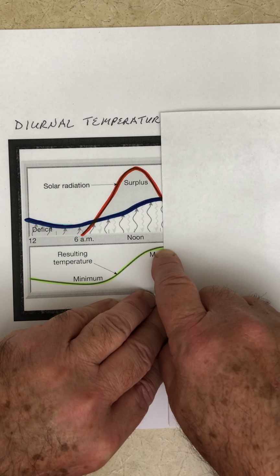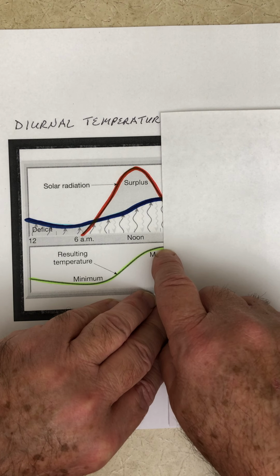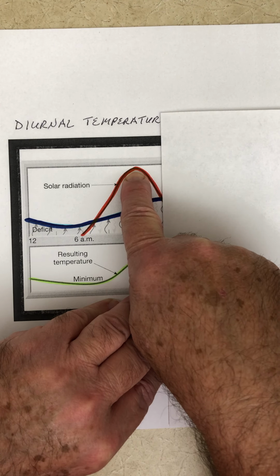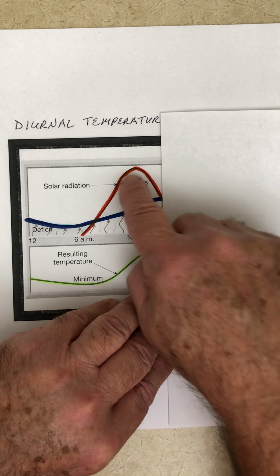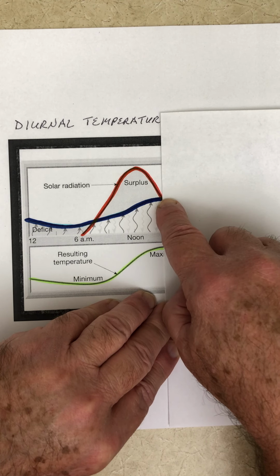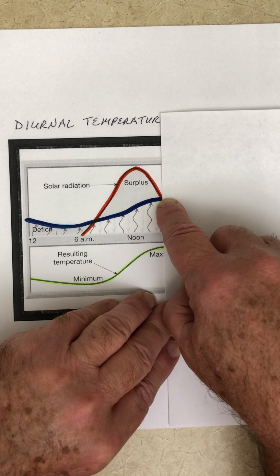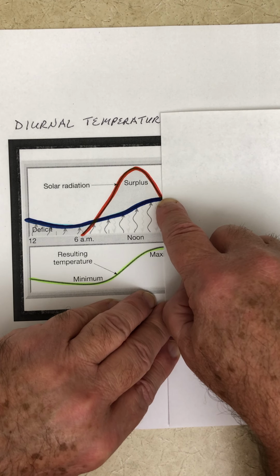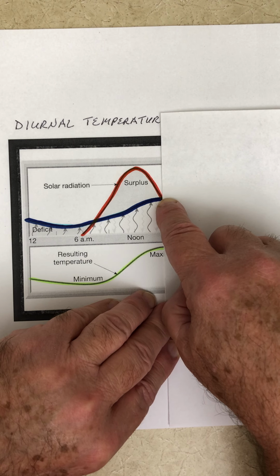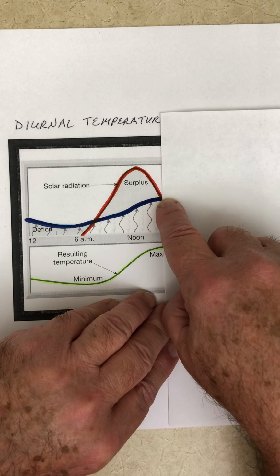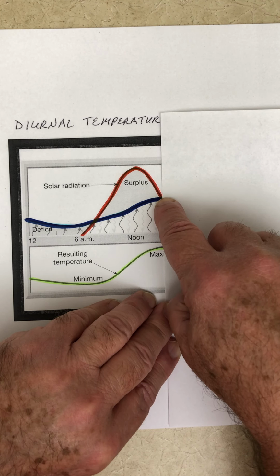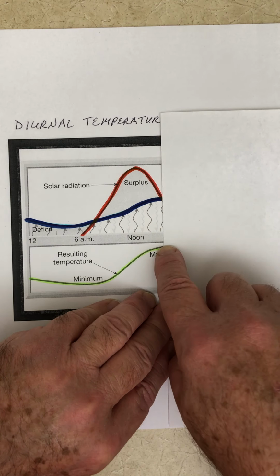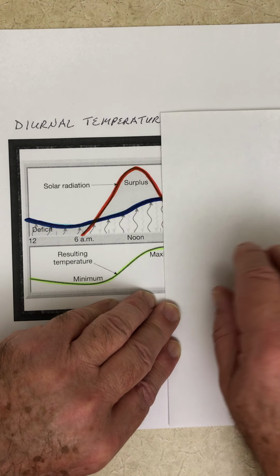And so our maximum temperature does not occur at solar noon when we are receiving our maximum amount of solar energy. The high temperature for the day actually occurs later in the afternoon. And again, you probably experience this throughout your lifetime that the high temperature doesn't occur at noon, it occurs later in the afternoon. And so the high temperature occurs when the incoming solar radiation and outgoing terrestrial radiation are equal to one another. Okay?